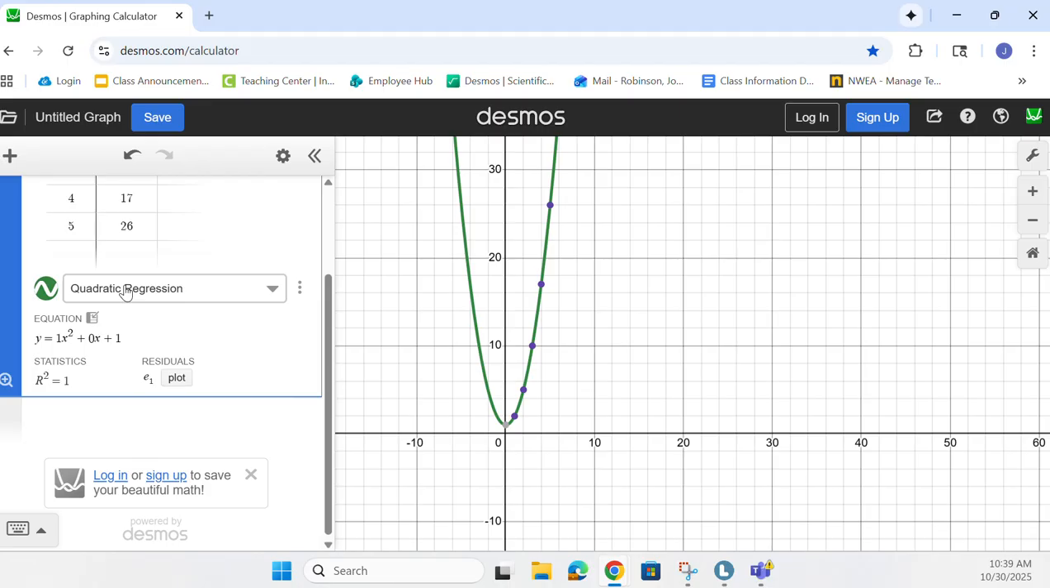Write down that equation. Okay. X squared plus 1.